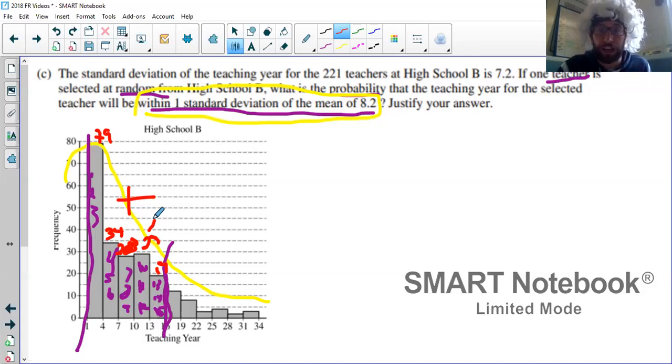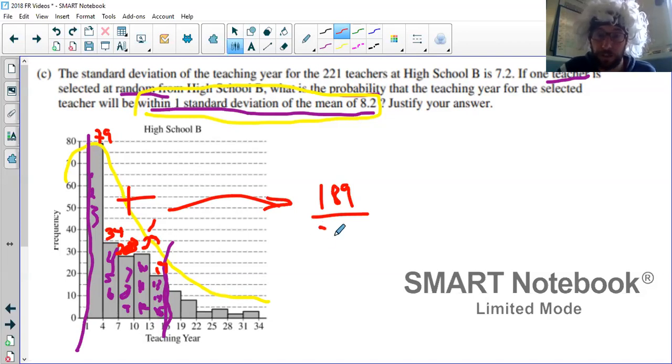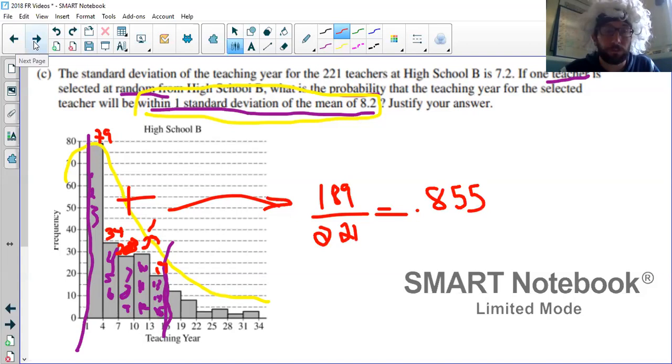gives us 189. So in red, we know 189 teachers had teaching years from 1 to 15, and that's 189 out of 221. So 189 of the teaching years were between 1 and 15 out of 221 total, and 189 out of 221 is 0.855. And that's it. That's the probability the number of teaching years was within one standard deviation.